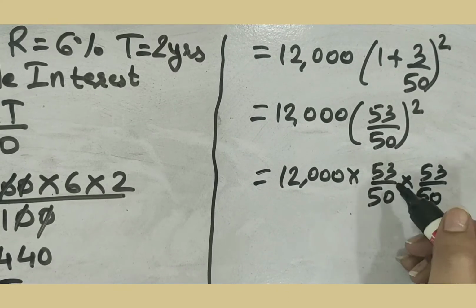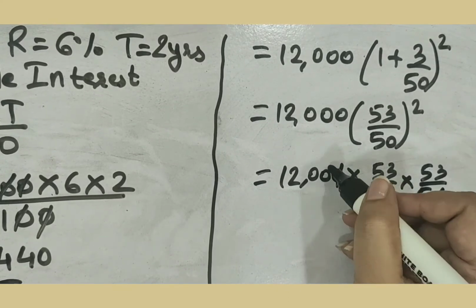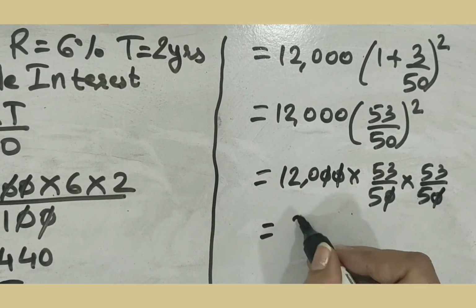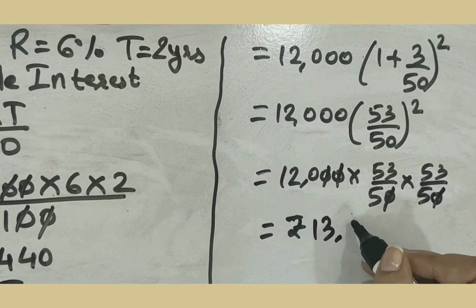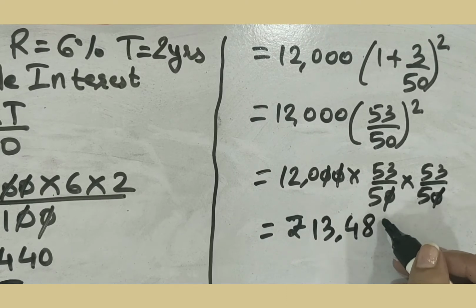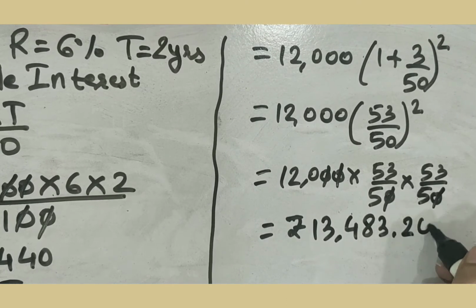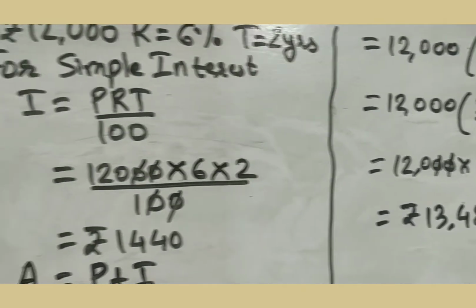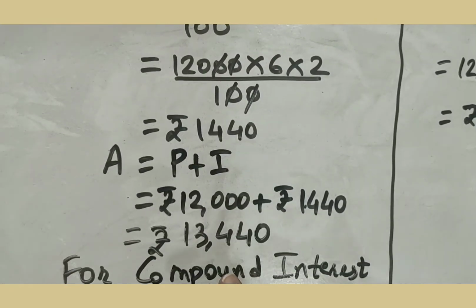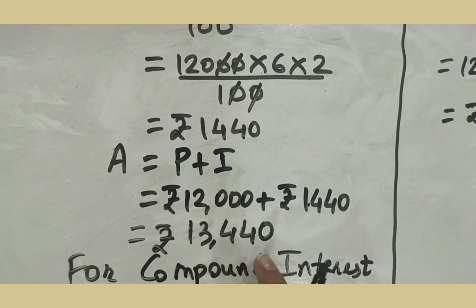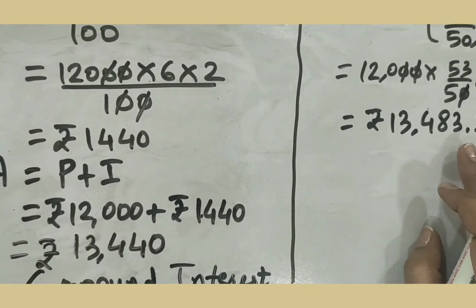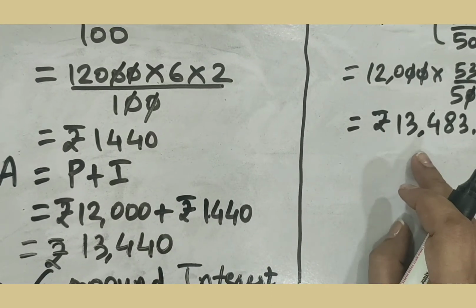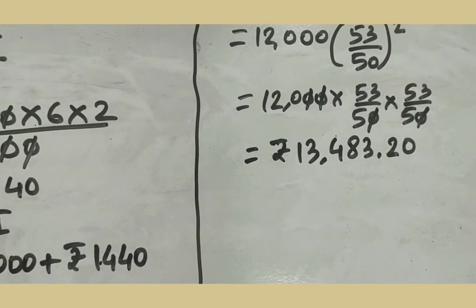Now again we are going to do cancellation. So do all cancellations and then multiply and divide. So you will get here answer as 13,483.20. So this much amount I have to pay on compound interest and this much amount on simple interest. So if you compare both the amounts, then on compound interest I have to pay more, but how much? Let us calculate.